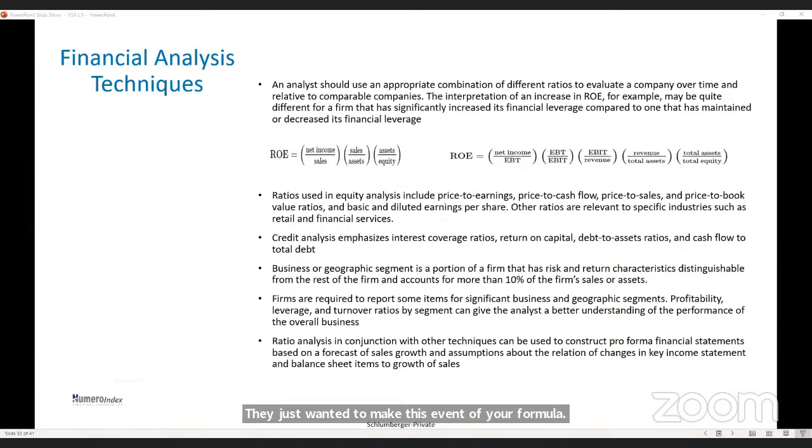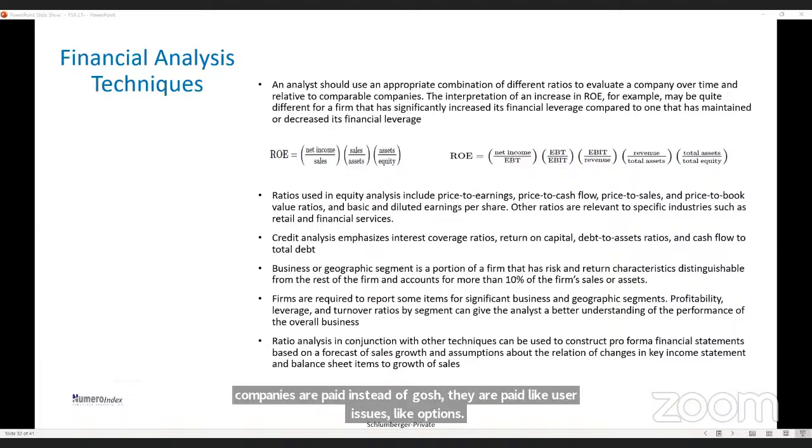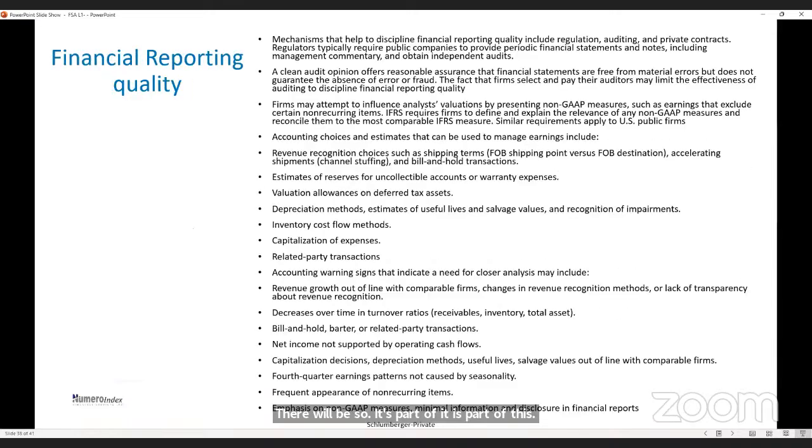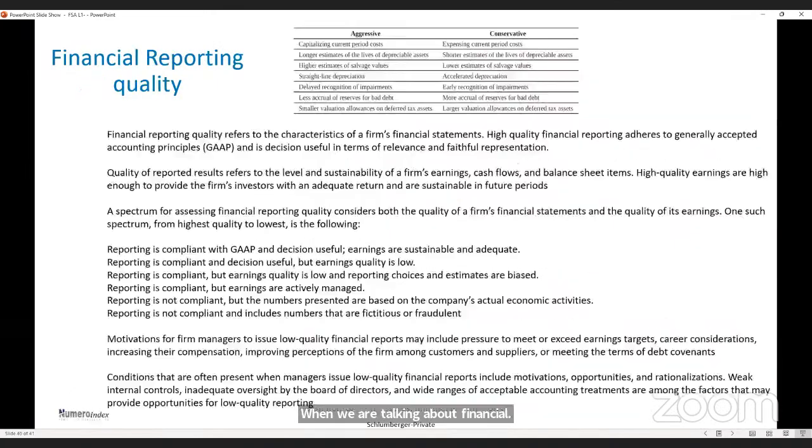Somebody is asking about share-based payment. Share-based payment is mainly when companies compensate people using shares, like share options, instead of cash. It is part of financial reporting quality. When compensation is based on profitability, they will say, if the share price should move from probably 20 to 30, you will get 10%.